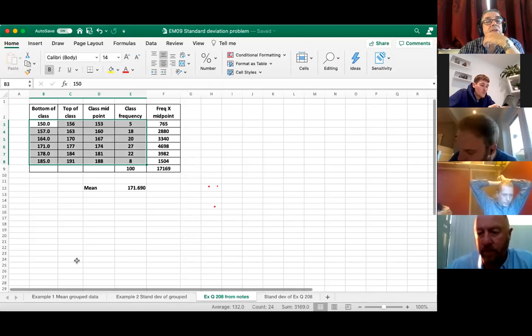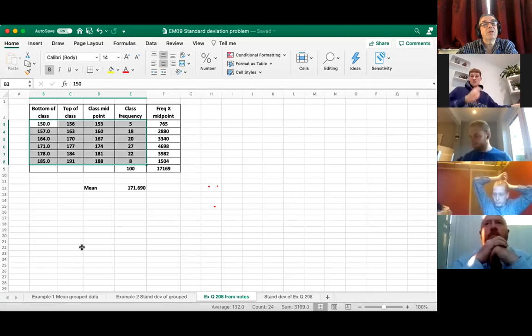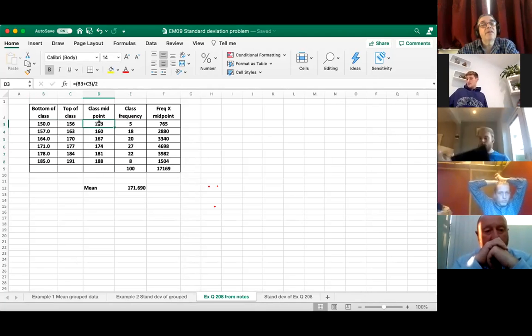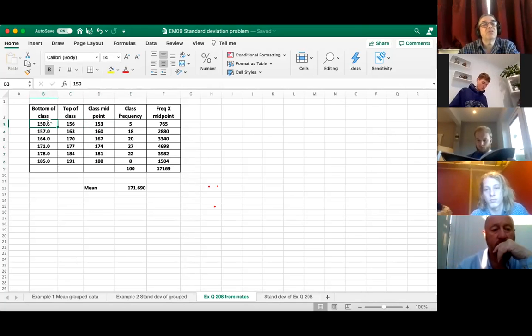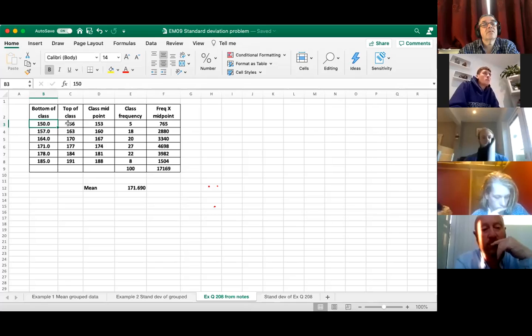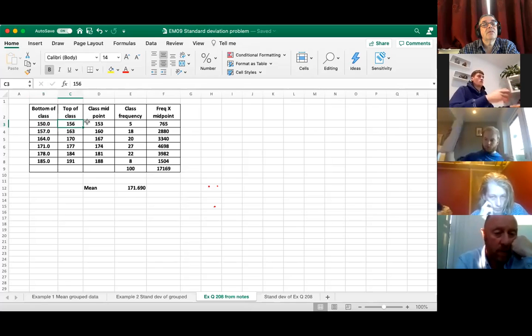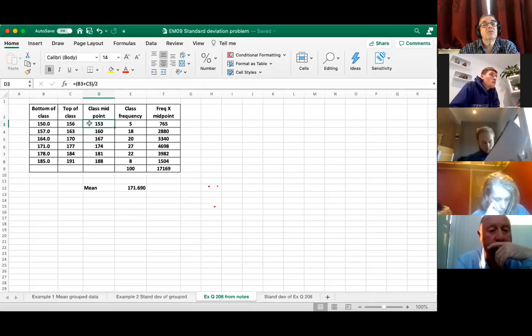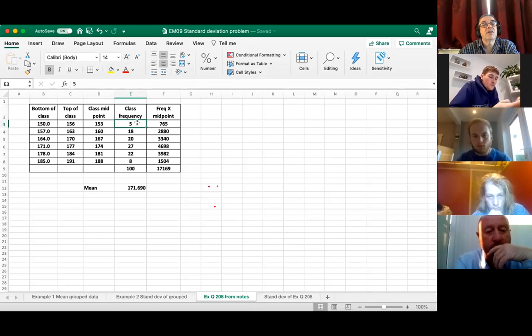So looking at that, this is the problem of the heights of people. In this column here, we've got our class midpoint. So these are bottom of class, top of class. The class midpoint is B3, which is this one, plus this one, and divided by 2. And then you put your frequency data in here. And then this one is going to be the class frequency E3 times the midpoint D3.